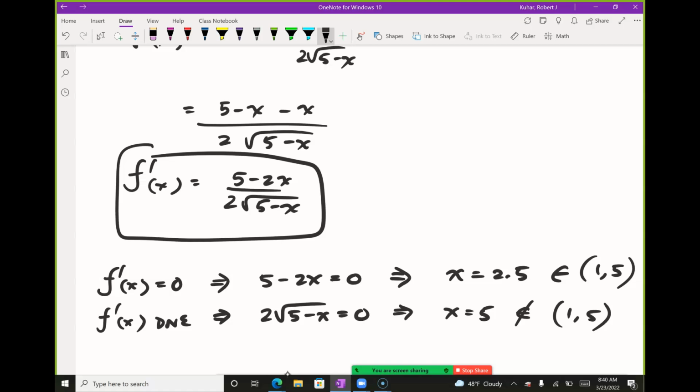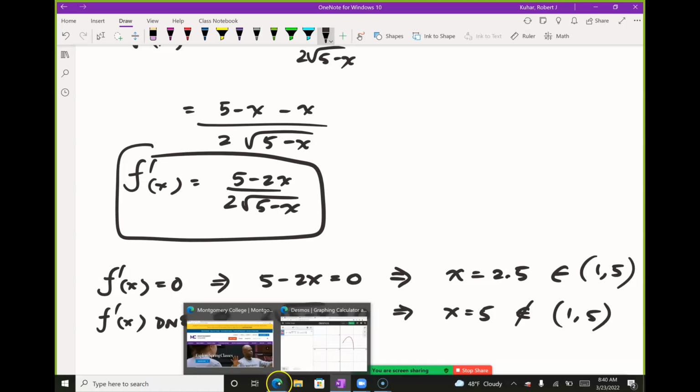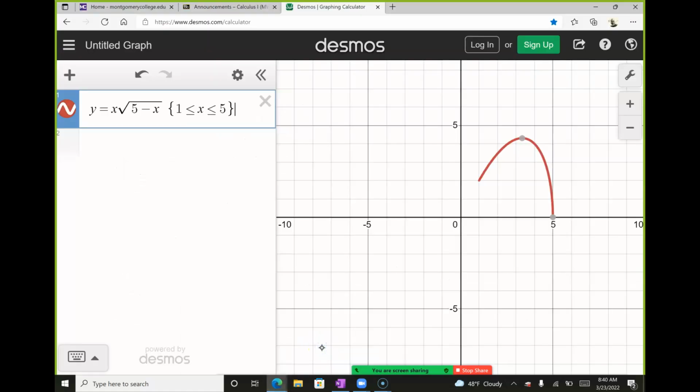What's happening on the graph at that endpoint is I get a vertical. Remember, when the derivative does not exist, I get a vertical tangent line, right? When the derivative is 0, I get a horizontal tangent line. So I can see both of those on the graph, right? You with me? Anybody with me there?